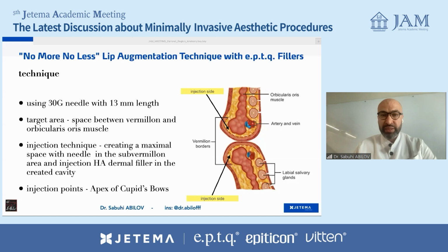The injection site, in this illustration, in this slide, you can see which side we aim to inject the hyaluronic acid filler. We use especially a 30 gauge needle of a certain millimeter length, and the main target area is the space between the vermilion and the orbicularis oris muscle, which you can see with the arrow as the injection site. The injection technique is creating maximal space with the needle in the subvermilion area and injecting HA dermal filler in the created cavity. We turn up the lip to force the creation of space in the subvermilion area. And our main injection point is the apex of the Cupid's bow.